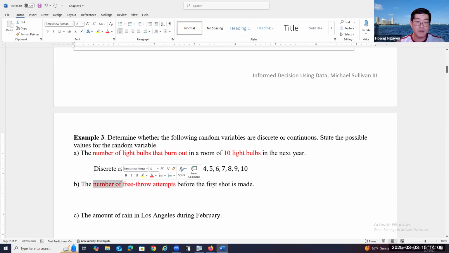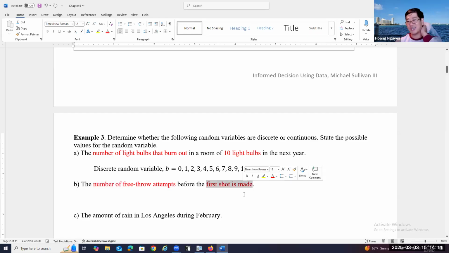The number of free throw attempts before the first shot is made. So what do you think, is that going to be discrete or continuous? The answer will be discrete because this is countable, right?